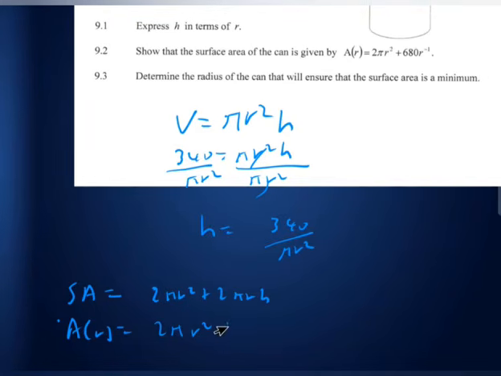All right, so now we're going to have plus 2 pi r. So now the variable is h, right? h is equal to this stuff, right? So we're going to substitute it. So it means it's going to be 340 over pi r squared. So that's what we have.